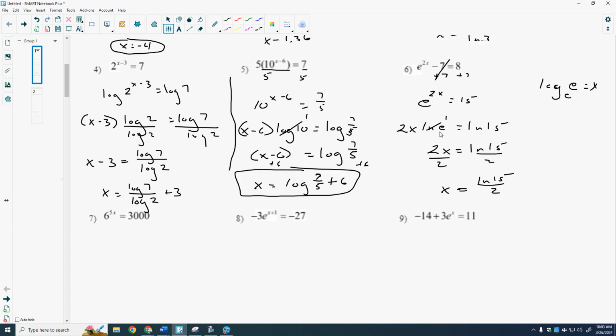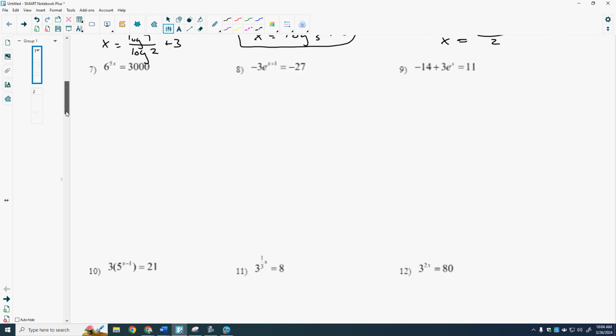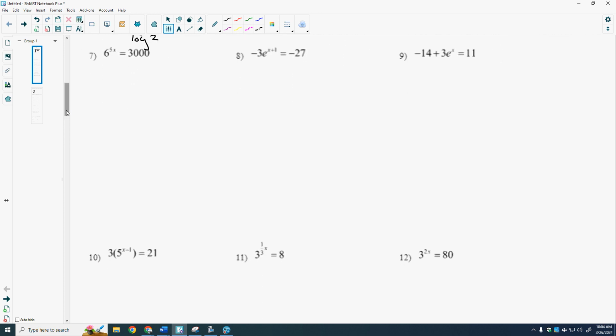If you used log, common log right here, you would just have log of 15 divided by the log of e. Same thing. You'd get the exact same answer. And I'm not going to approximate the answers because you have them on the back. Okay. Hit pause.